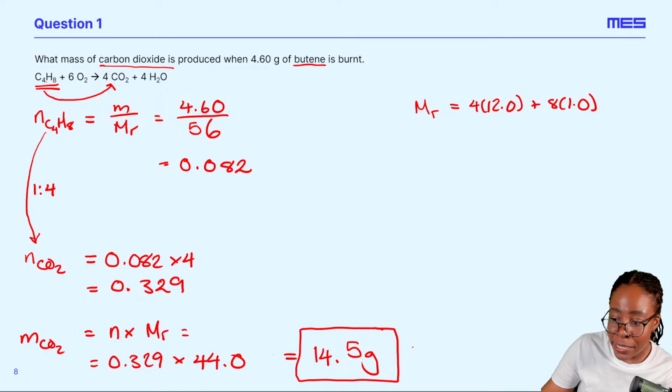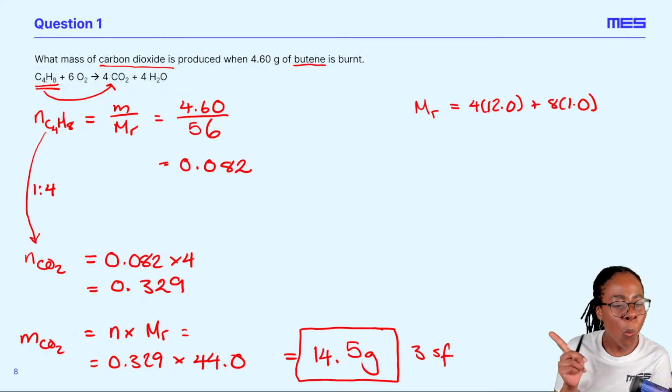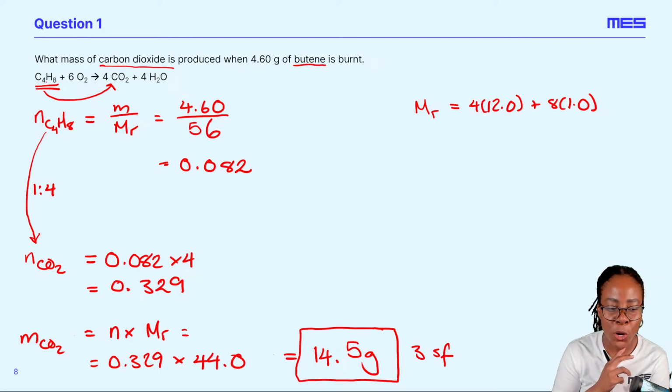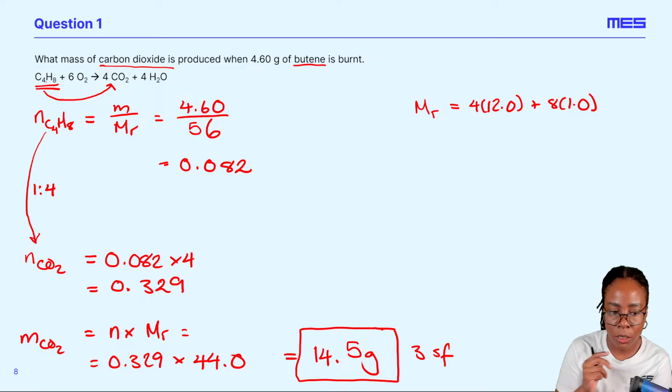Now, I didn't say specifically in the question, give your answer to an appropriate number of significant figures, but this is 3 significant figures here, and that is the most appropriate. Why is this the most appropriate number of significant figures? Who knows? Anyone, anyone?